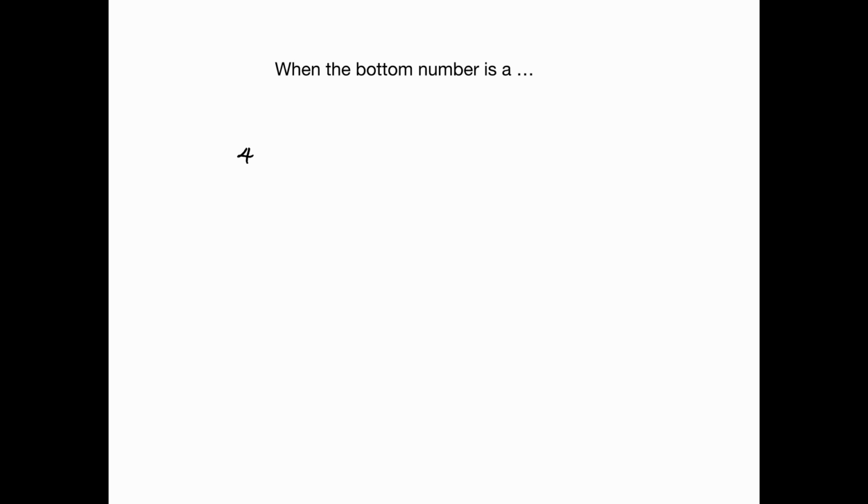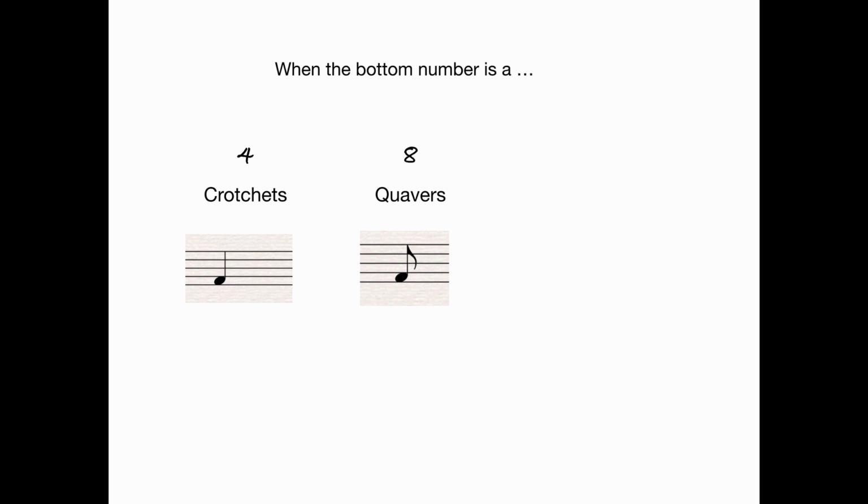So when the bottom number is a 4, it means that we are counting in crotchet beats. When the bottom number is an 8, we are counting in quavers. And when the bottom number is a 2, we are counting in minims.